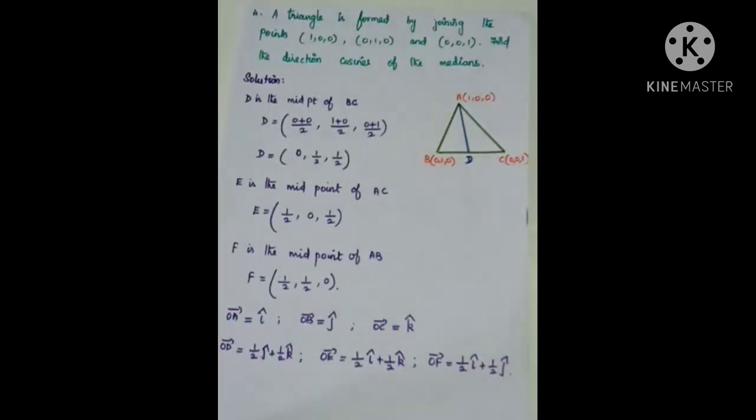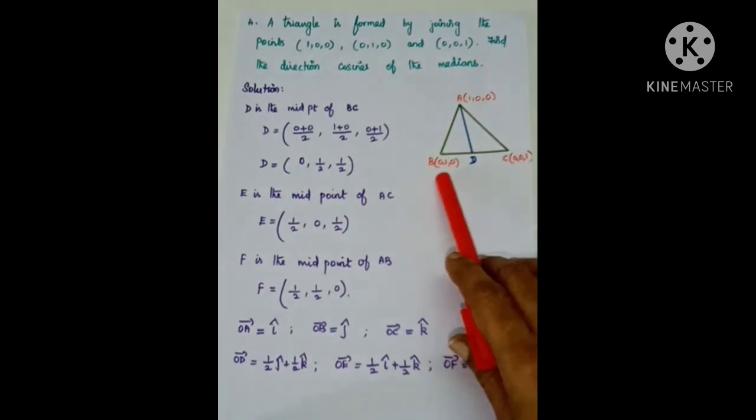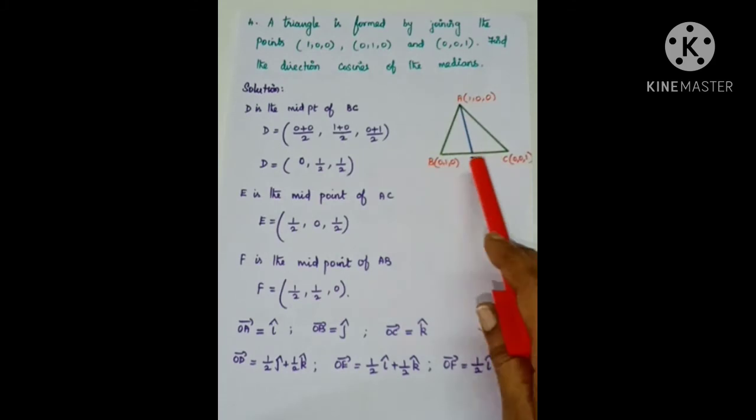Okay, so next, the fourth problem. A triangle is formed by joining the points 1, 0, 0 and 0, 1, 0 and 0, 0, 1. Find the direction cosines of the medians. Okay, you see, the triangle is formed by joining the points. So I'll take the points 1, 0, 0 and 0, 1, 0 and 0, 0, 1. Simply, roughly I have drawn it.